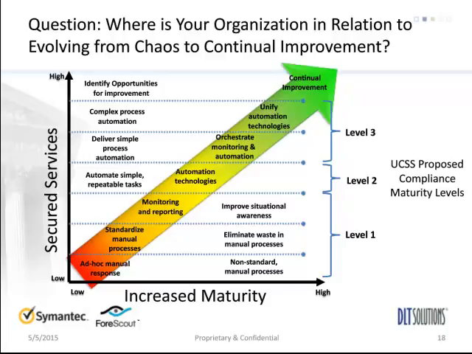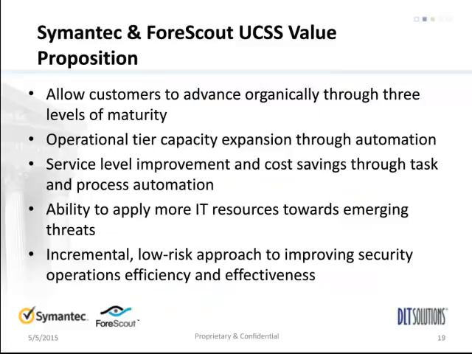So let's go ahead and touch on the Symantec and ForeScout UCSS value proposition. What we're saying is this three-phase approach allows customers to advance organically through the three tiers. It allows them to go at their pace, manage their own risk, and move at the constraints and requirements that they have. It's very unique for each customer. We know that every customer is unique and needs to be handled and supported differently, and that's the key thing in what we're proposing here.